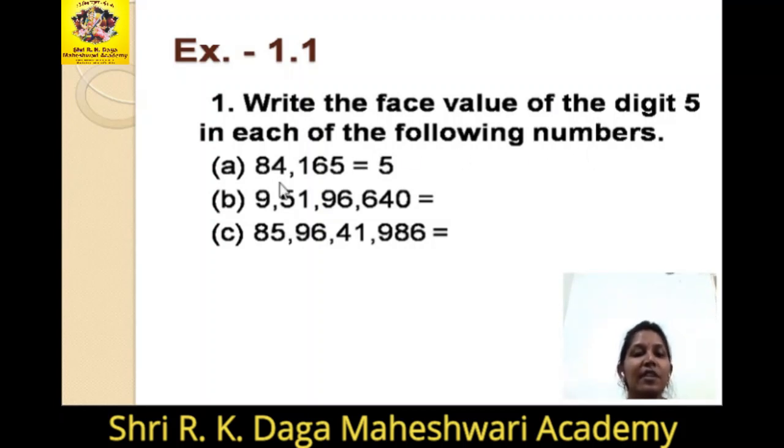Now the first question is: write the face value of the digit 5 in each of the following numbers. First question is 84,165. Now we have to find out the face value. Face value of a digit is the digit itself, that is 5.